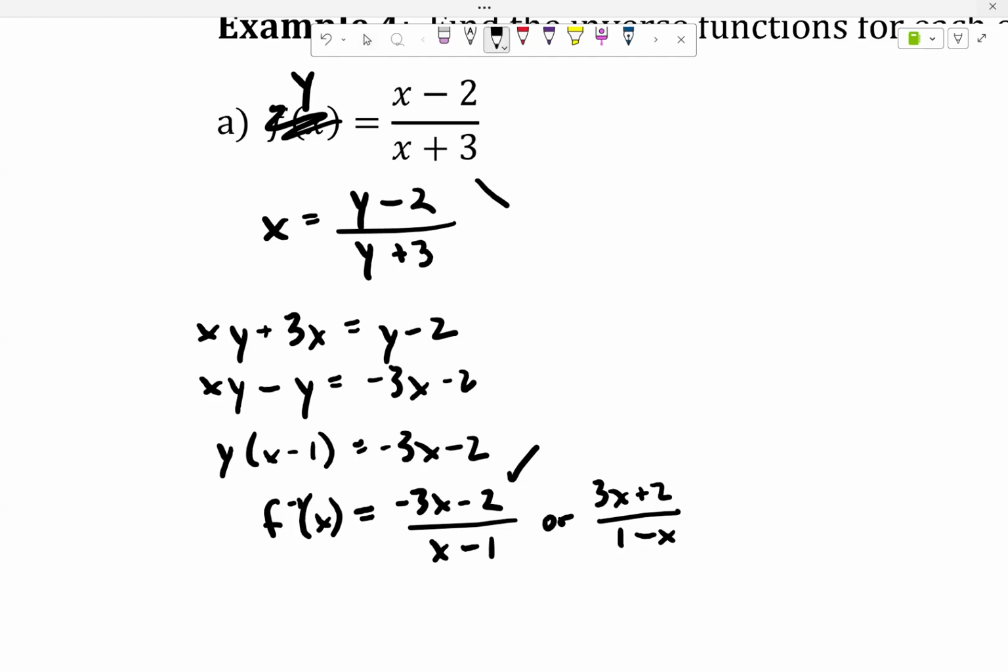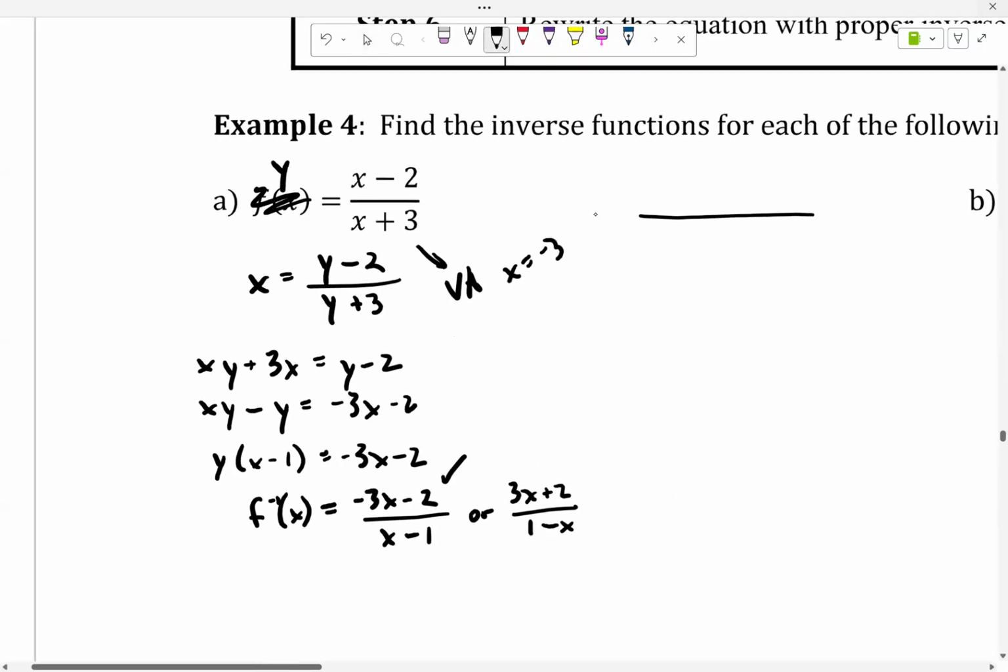For instance, here we know automatically that it has a vertical asymptote of x equals -3, right? I'm not going to graph this, but because this function has a vertical asymptote of x equals -3, we know that its inverse is going to have a horizontal asymptote of y equals -3, which we see it has, doesn't it? But couldn't we have just made a function that has a horizontal asymptote of -3?